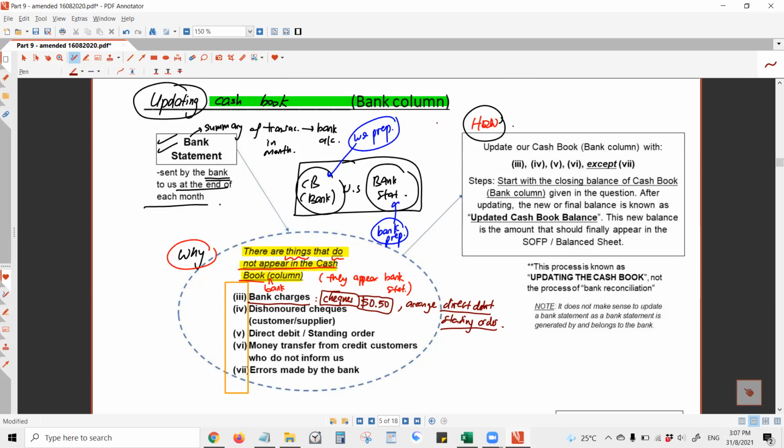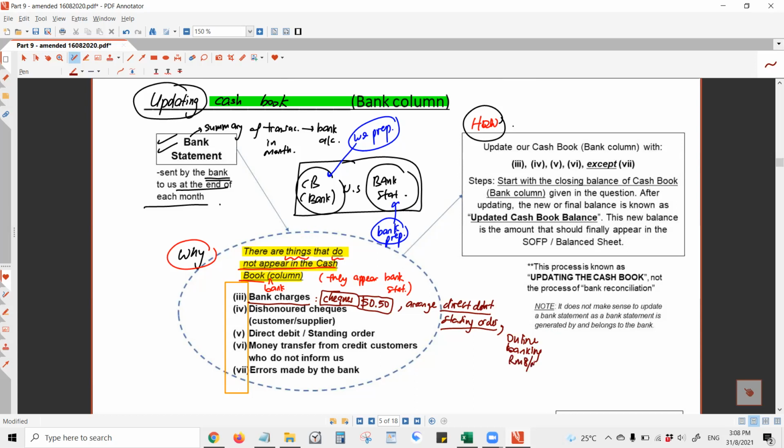Let me try to think of one more example. In Malaysia, if you want to make use of your online banking to transfer money to people online, or you want to use your debit card to buy things online, you have to pay a service charge to the bank as well. We call it the bank charges. In Malaysia, you have to pay 8 ringgit per month.